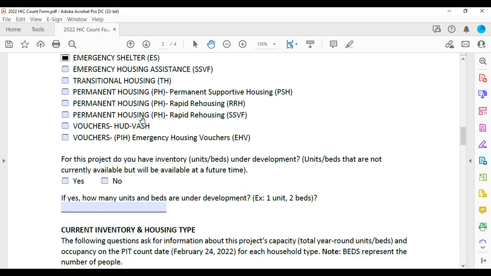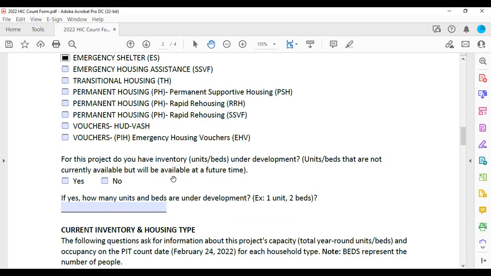Also, this asks you, for this project, do you have any inventory units or beds that are under development? Those are beds that are available at a future time. So Kim, do you have any beds that are under development? We are doing our renovation project, so I don't know exactly when we would be reporting future beds here. It hasn't started yet.